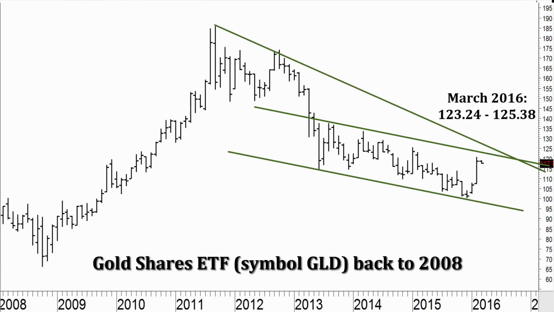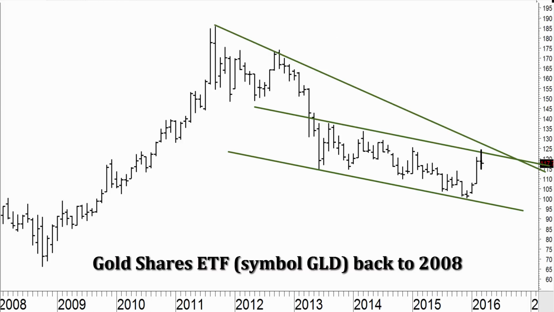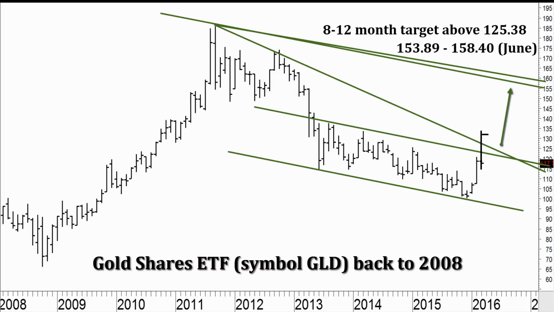The 123.24 to 125.38 resistance region drops gradually, and its monthly location can also be calculated into later year. This overhead region also represents a meaningful upside pivot point for the GLD into later 2016. A monthly or even weekly settlement above these formations would indicate a good 2016 low. Continued recovery is then expected over the following 8 to 12 months into the 155.57 to 159.84 region, which drops to 153.89 to 158.40 by June of this year.